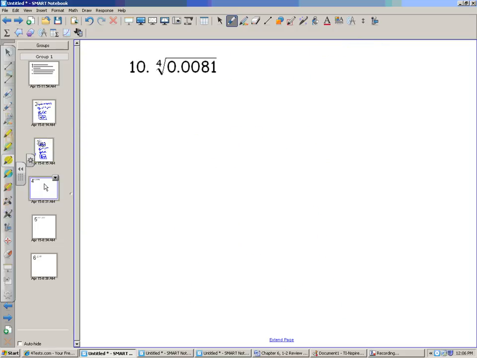Number 10, what do I do? I like how I'm doing homework problems off your worksheet and you guys have yet to write one of them down. Why 10,000? Tens, hundreds, thousands, 10,000. So this is going to be 81 over 10,000, the fourth root of it.